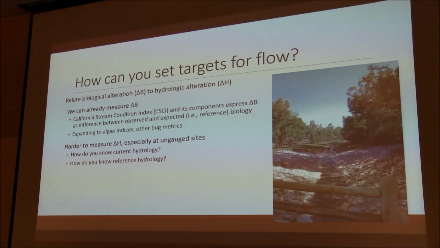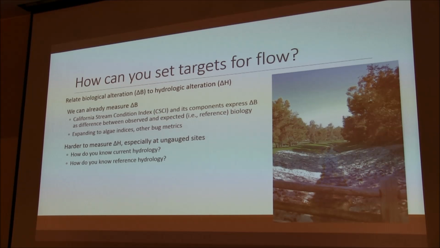So how do you manage your flows? How do you set targets for them? The challenge, as Eric mentioned, is relating changes in biology to changes in hydrology. That is, you want to compare delta B to delta H. For measuring changes in biology in California, we've got a really great tool at our disposal, the California Stream Condition Index. Because you're comparing observed biology to the biology you would expect to find under historic or reference conditions, it really already is an expression of change in biology.